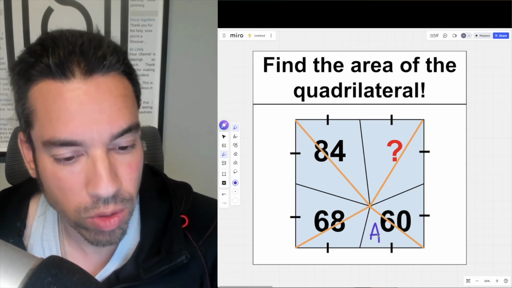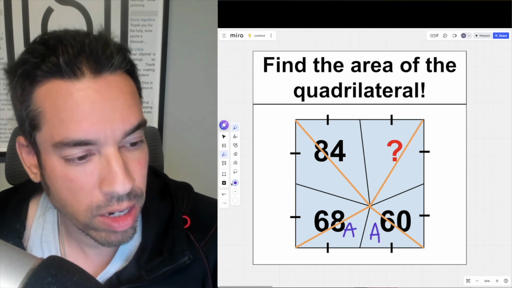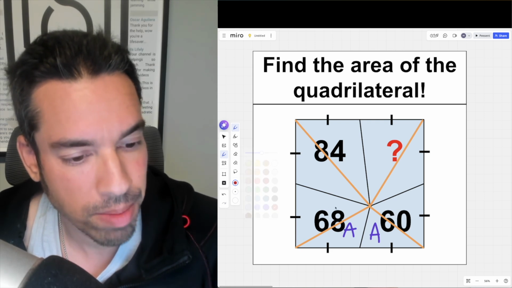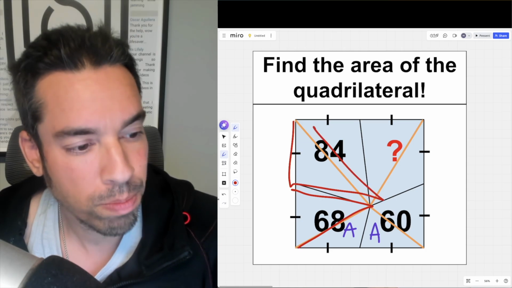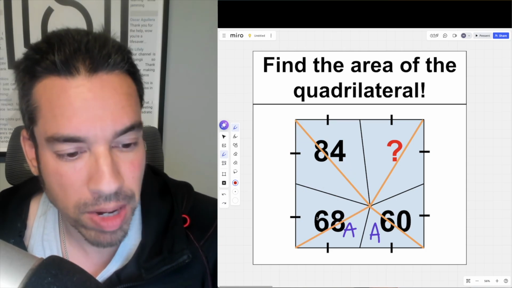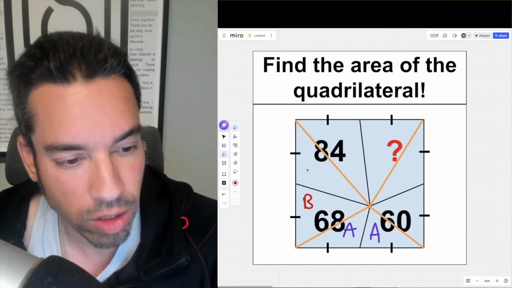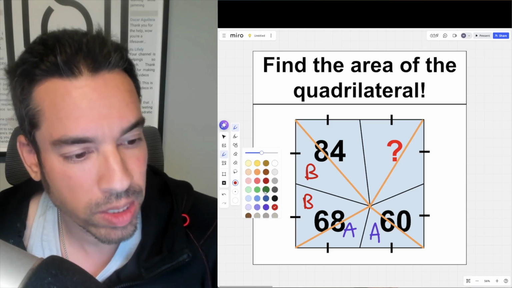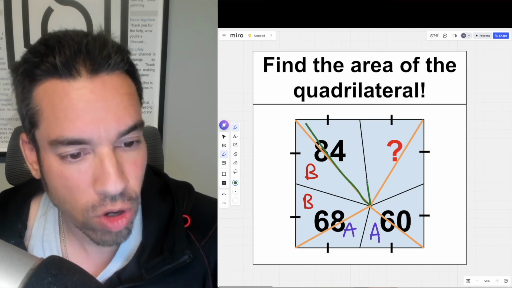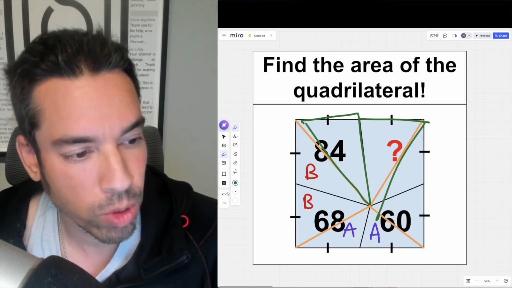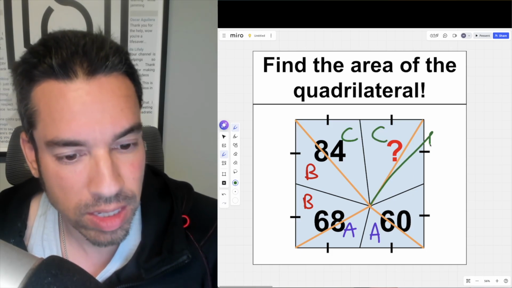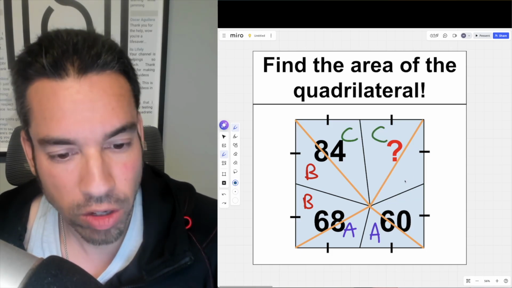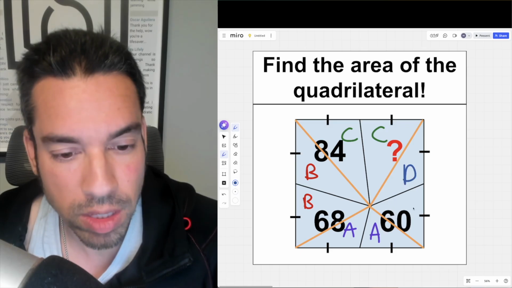So I'm going to call them both A. Then over here, we're going to have the same dynamic on this side. This triangle and this triangle are both going to have the same base and also the same height. They're going to be equal. I'm going to call those triangles B. Up top, we're going to have the same dynamic. This triangle and this triangle are both going to have equal areas. I'm going to call them C. And then last but not least, these guys here and here are going to have the same area as well. I'm going to call them D.